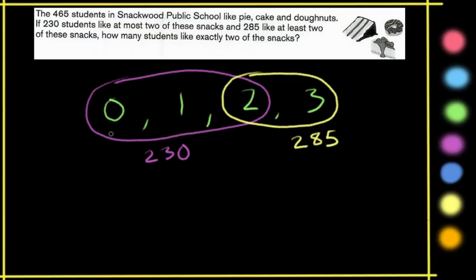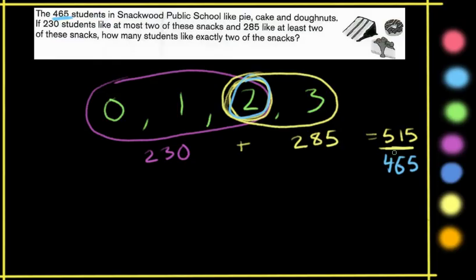And if we add these 2 up, the 230 and the 285, what does that give us? 515, I believe. 515 students. Now, if we add these up, we've counted every student, except we've counted these guys twice. And it says how many students like exactly 2 of the snacks. So the ones that we counted twice is the number we're looking for. And so this number will be higher than the number of students. The original number of students, recall, was up here, 465. This number will be higher than 465 because we've double counted these guys here.